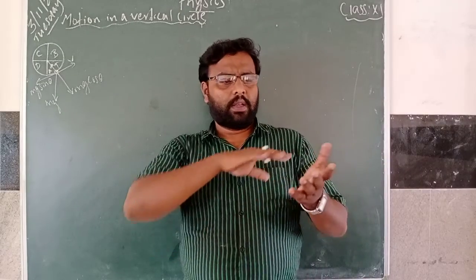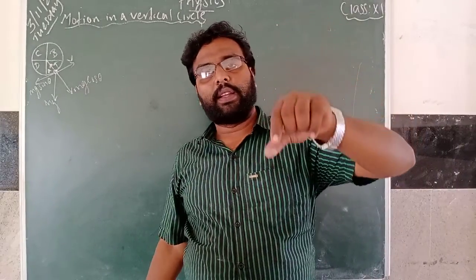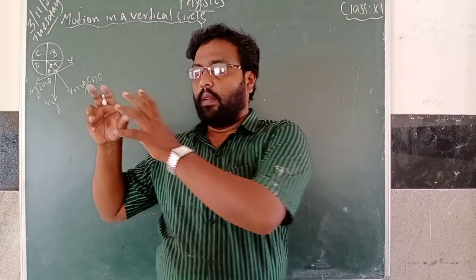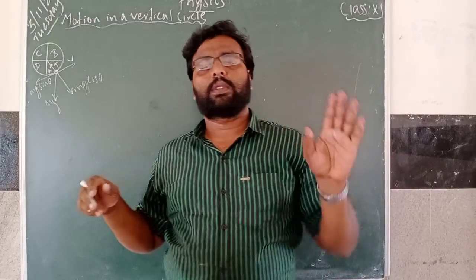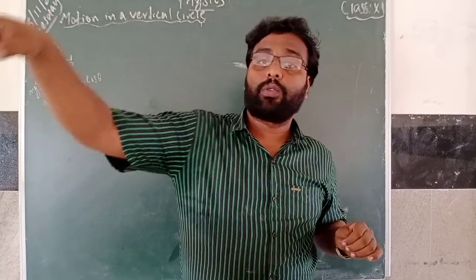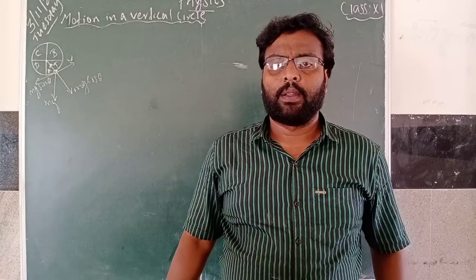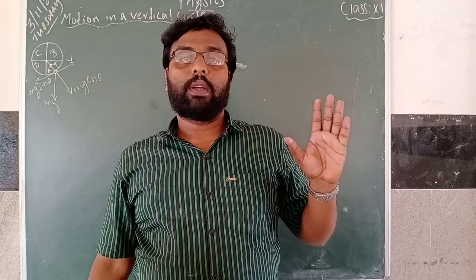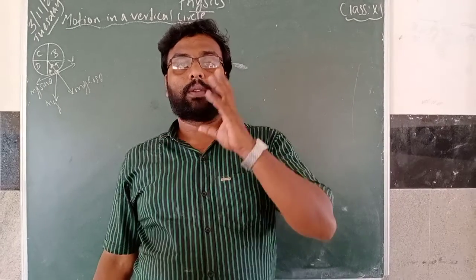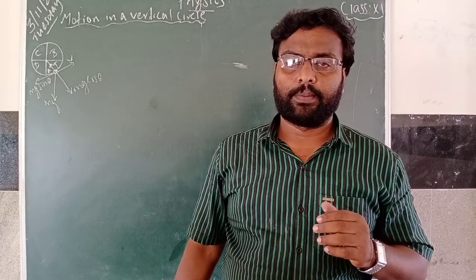Assume that a vertical plane is there. In that vertical plane, we are keeping a mass. That mass we are tying with some string and allowing to rotate along this vertical plane. And we are going to find out the speed, the velocity of the object, at different points.